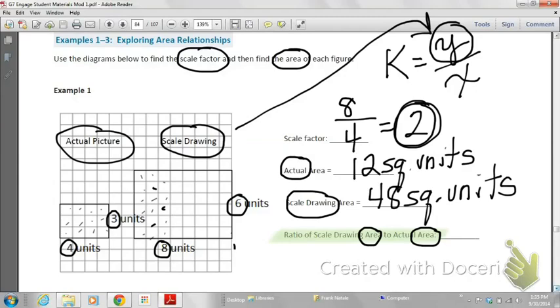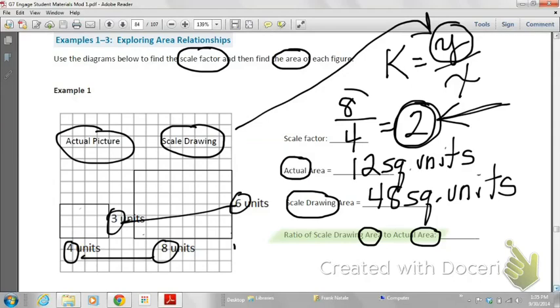Now, when we looked at the scale factor here, just to reiterate, we were looking at sides. We were comparing sides. We just used the 8 and the 4, and we could have done the same with the 6 and the 3. Just those comparable sides, and that's how we did 8 over 4. Because when we're looking at a scale factor or the constant of proportionality, we put the y over the x. So that was comparing sides.